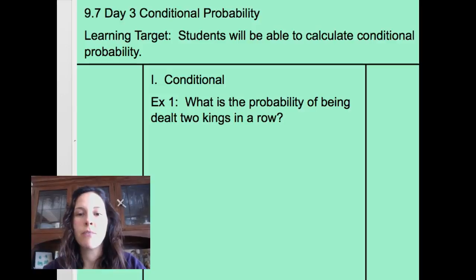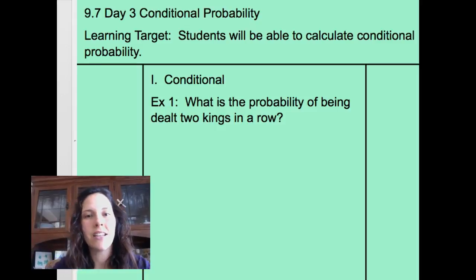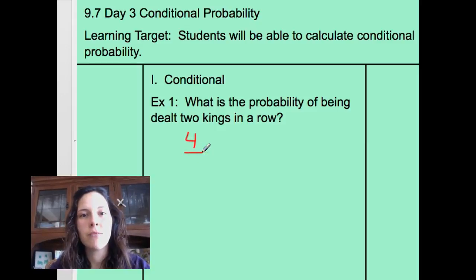All right, our first example is with drawing cards from a deck. So what's the probability of being dealt a king and then another king? So we have 4 kings in the deck, remember, one of each suit, hearts, diamonds, clubs, and spades, and there are 52 total cards in the deck. And then another king. Well, now that we've pulled one out, there are 3 kings left and only 51 cards left.